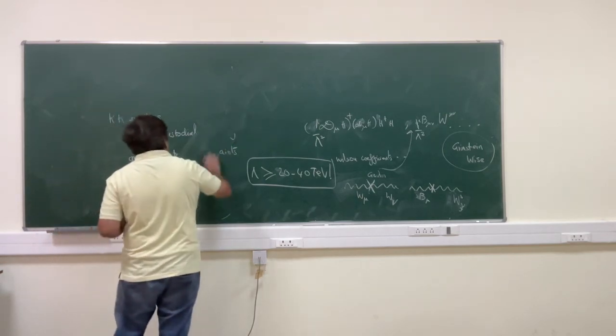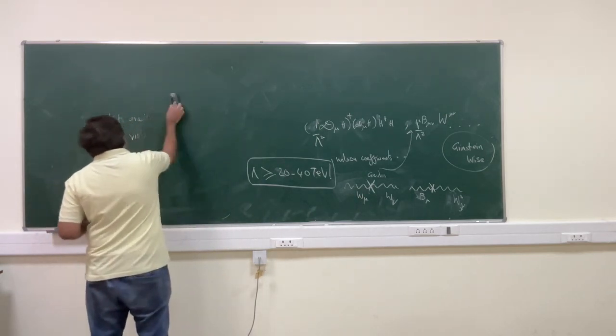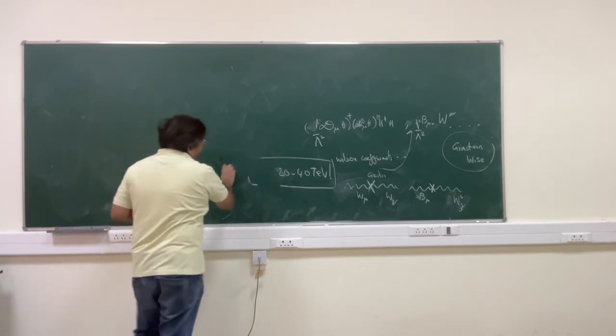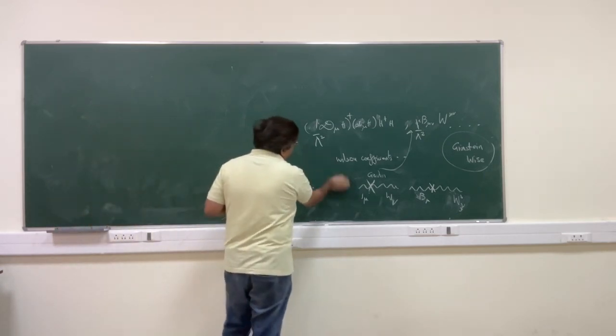So for this, we need to see how the fermion fields and the gauge fields move in the bulk.